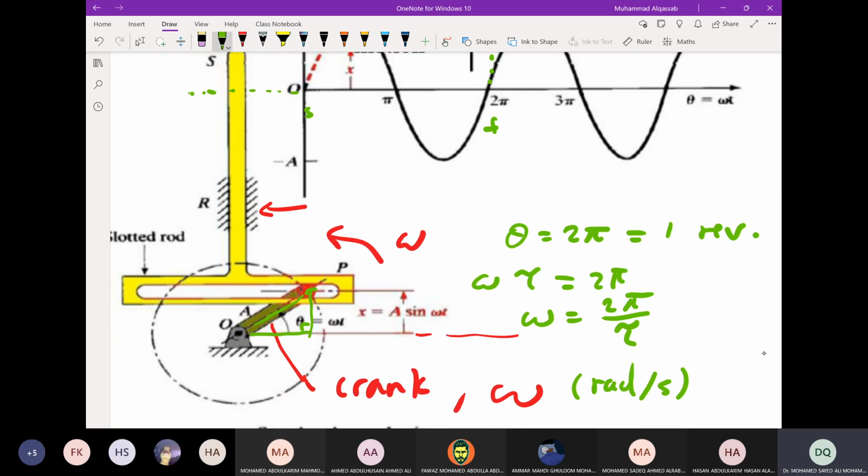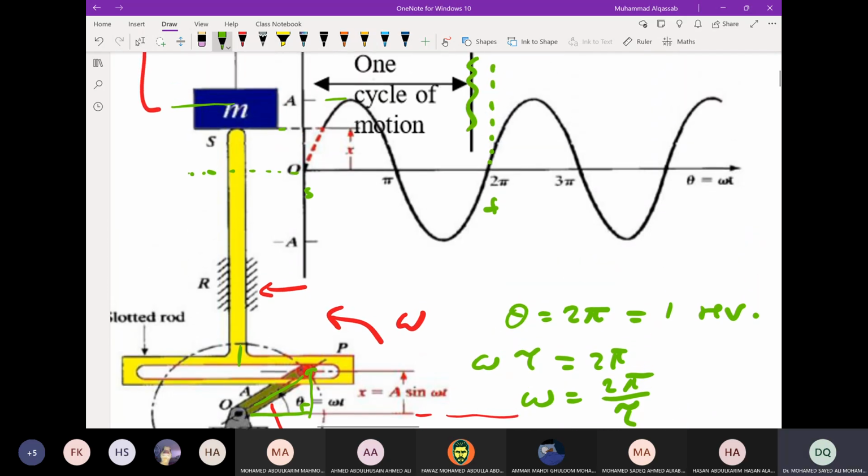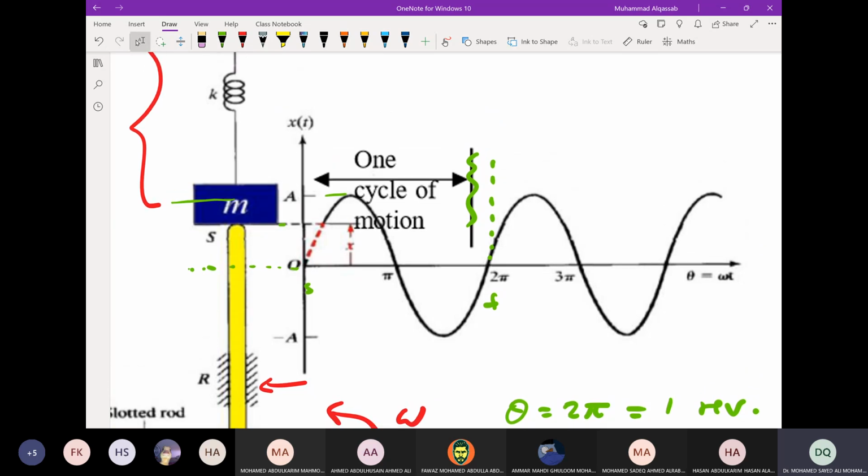So when theta equals 90, the crank will be vertical, and the rod will move to the full extent upward, reaching the maximum point. The mass is reaching the maximum point, which is measured from the zero line, equal to A. And then when the crank continues rotation and exceeds 90 degrees, the mass will go down, and when the crank is at 180 degrees, it will come to zero.